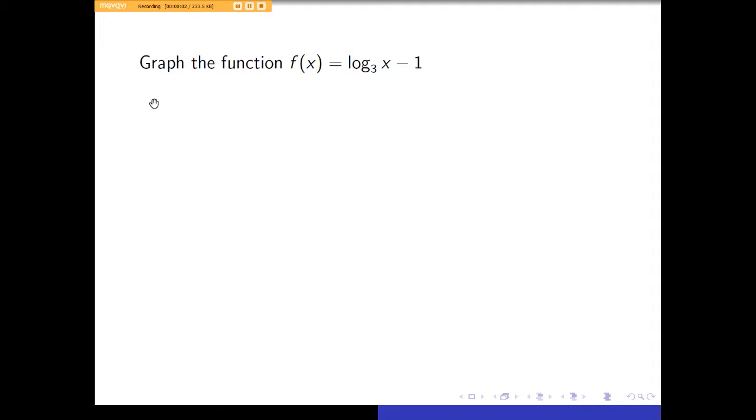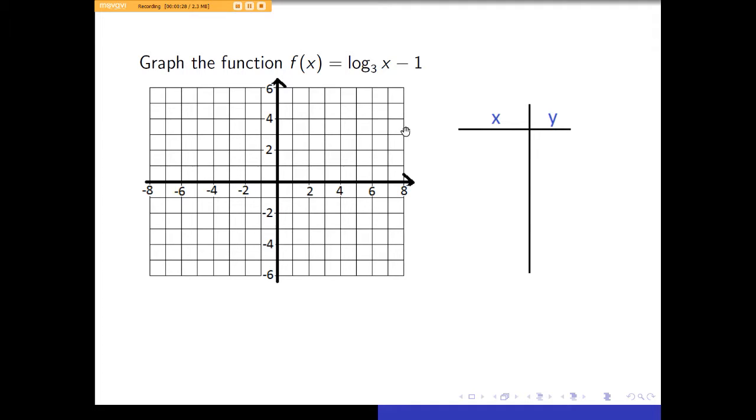Okay, in this video we're going to graph some logarithm functions. So I'm going to start out with a real simple example. We're going to graph the function f of x equals log base 3 of x minus 1. Now remember there's parentheses that go around the x part. The minus 1 is actually outside the logarithm. So when there's nothing inside the logarithm except for the variable x, it's very simple to graph it.